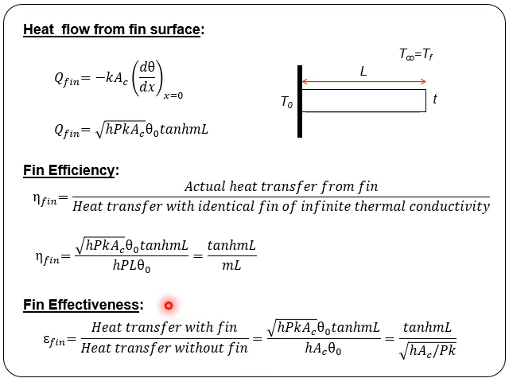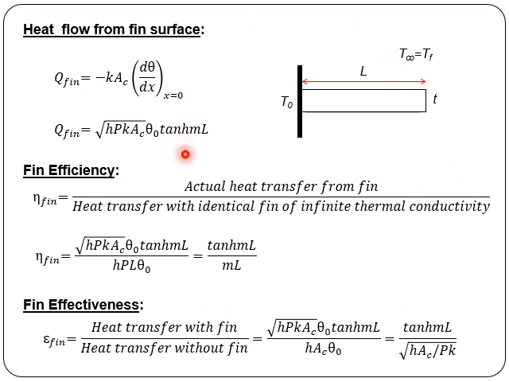Fins are said to be effective when the value of effectiveness is greater than 2. One may say that it should be greater than 1, but since we are providing fin over the surface, some cost is involved, weight is involved, right? So the effectiveness of the fin can be justified only if you have a fin effectiveness value greater than 2. So generally for practical purposes we use fins which give effectiveness greater than 2.